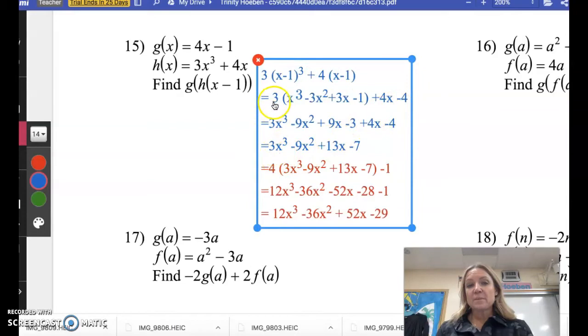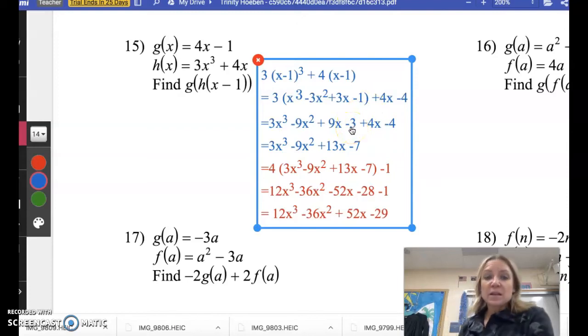All right, for the next step, I'm going to distribute the 3 all the way out through here. So 3 times x cubed is 3x cubed. 3 times negative 3x squared is negative 9x squared. 3 times 3x is plus 9x, and 3 times negative 1 is negative 3. Then all I need to do is combine like terms. So let's see, the 9x and the 4x become 13x. The negative 3 minus 4 more is the negative 7. Okay, so this is the answer for the h.